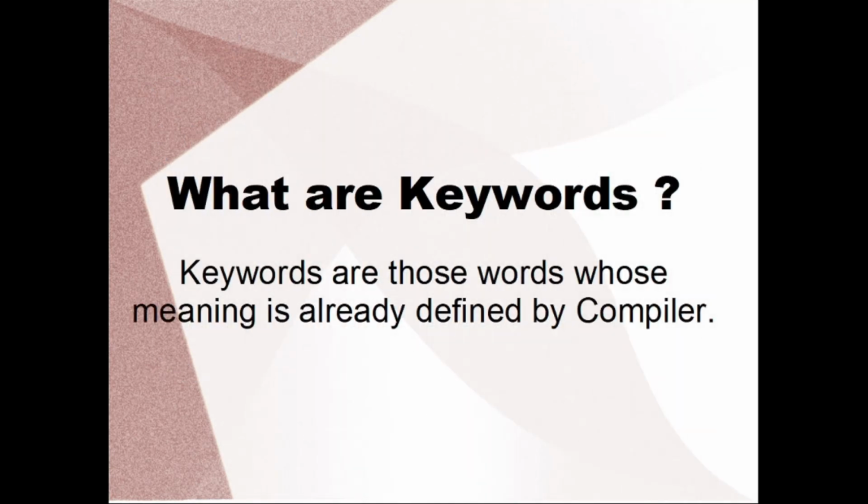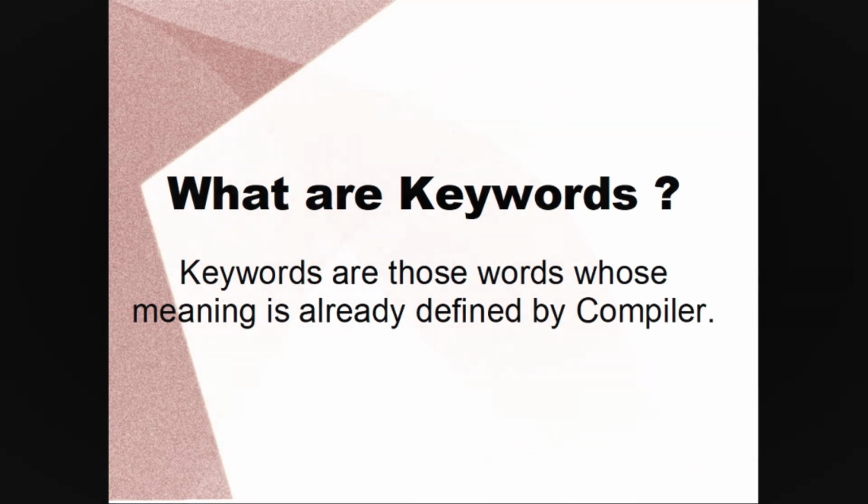What are keywords? Keywords are those words whose meaning is already defined by the compiler. Keywords cannot be used as variable names. There are 32 keywords in C. Keywords are also called reserved words. All keywords have fixed meaning and these meanings cannot be changed.